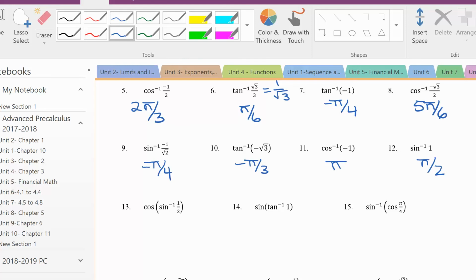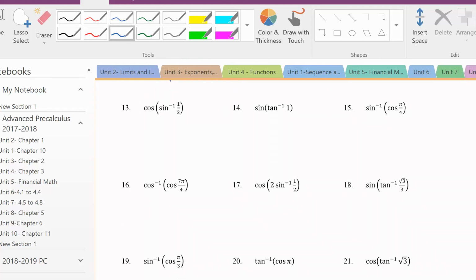So now these composition problems, you're going to work from the inside out. So first you have to find the sine inverse of 1/2, and the sine inverse of 1/2 is pi over 6. And now the cosine of pi over 6, so this is just a unit circle problem. Cosine of pi over 6 is rad 3 over 2. Sine of tangent inverse of 1, well, tangent inverse of 1 is pi over 4. So sine pi over 4 is rad 2 over 2.